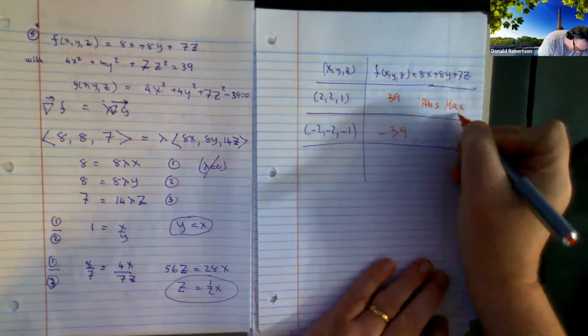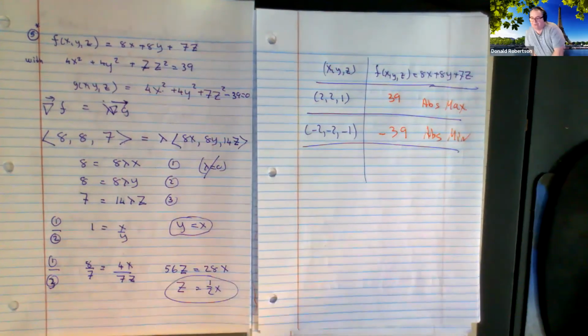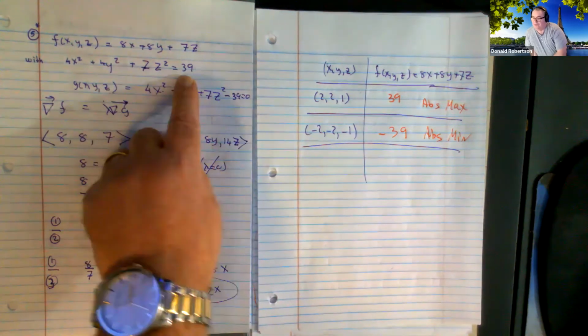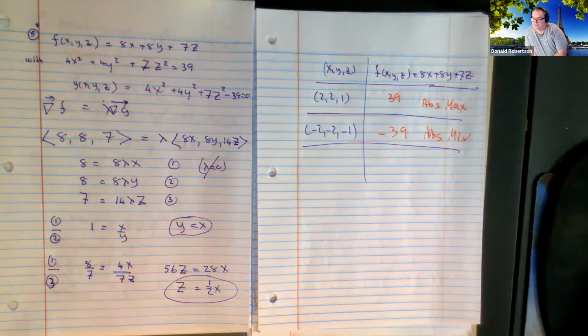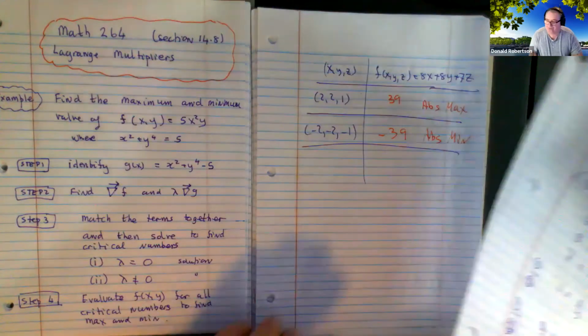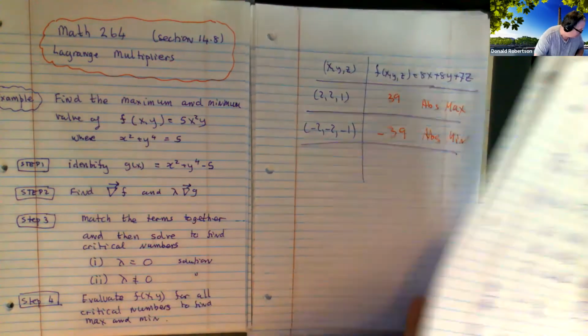We have an absolute max and we have an absolute min. We're finished, right? The question was find the absolute max and absolute min of this function subject to that constraint. Are we cool? Any questions about that one? Apart from please don't tell me any more bad jokes. Let's move on then.